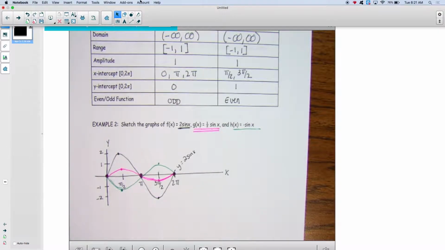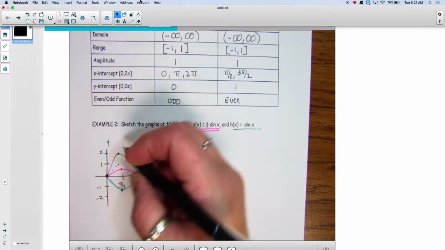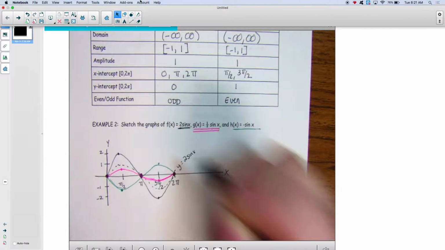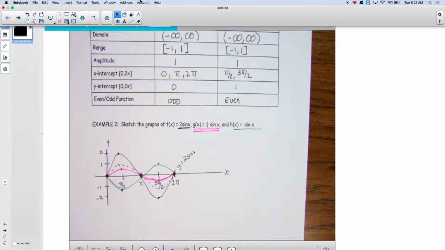And if you'd like, I will dot in the original parent, y equals sine of x. And as you can see, the numbers in front, all it did was either stretch it out or compress it or flip it. Questions there?